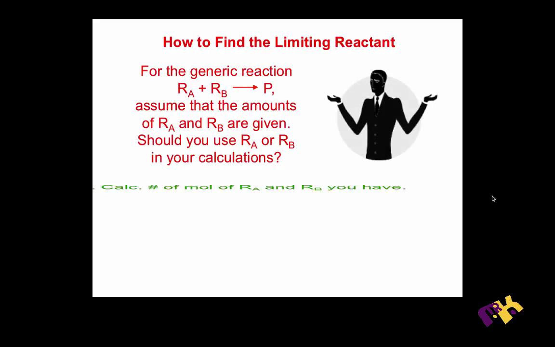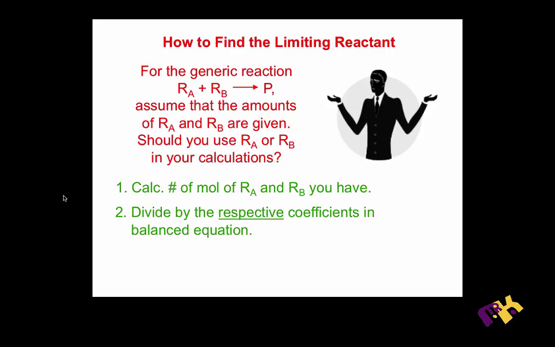So we can say, all right, well, first what we need to do is calculate the number of moles of reactant A and reactant B. We've done that before. And from that information, we will then divide by the respective coefficient for that reactant.